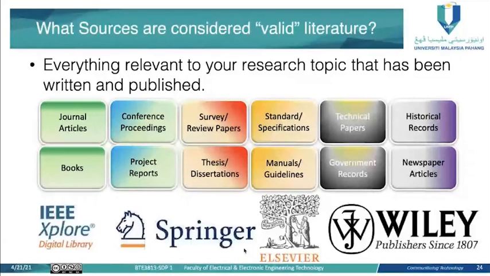These are some of the databases that I shared with you last time. You can refer to them to download papers and write your literature review chapter, like IEEE Xplore, Springer, Elsevier, Wiley, and so on. And these are all available in the library, the UMB library. You can access them using your ID, or if you are on campus, you can access them directly.